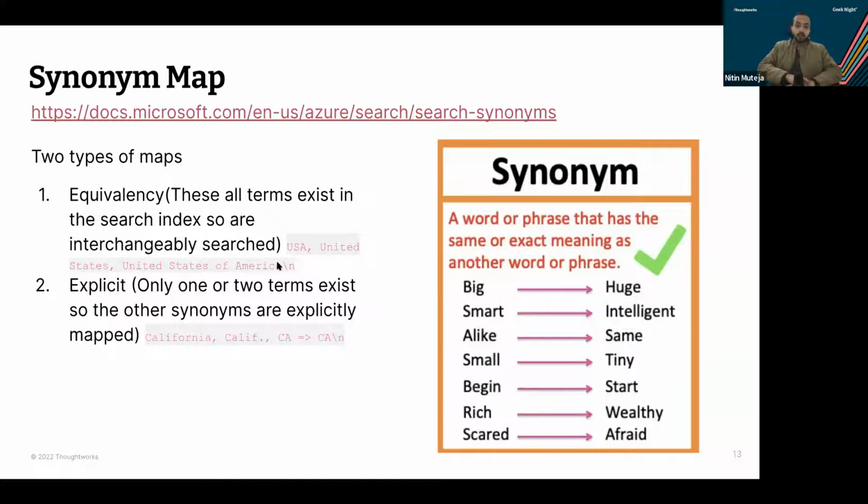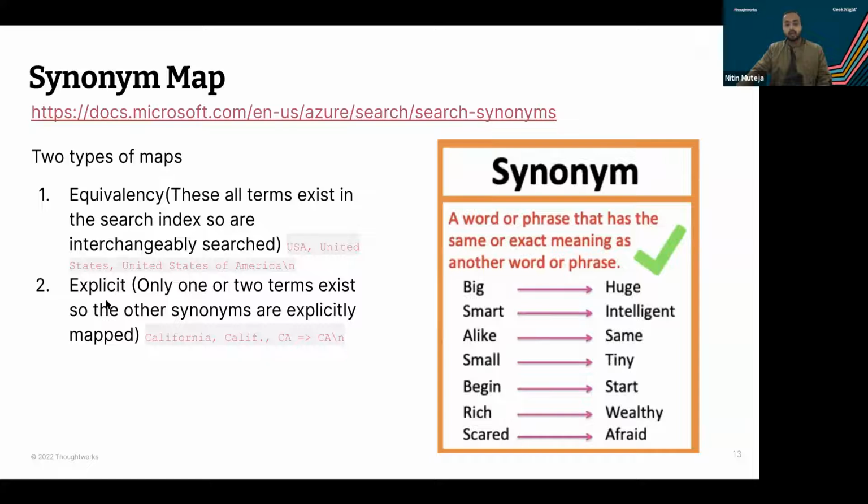Another kind of synonym that you can create in your index is called explicit synonyms. What are explicit synonyms? These are useful in scenarios where you only have a specific term stored in the database, but a user can search for any of the other terms. Let's say you have only CA stored as California in your index structure, whereas users are searching for California, Calif, or CA. In those scenarios, you just have to create an explicit synonym map.